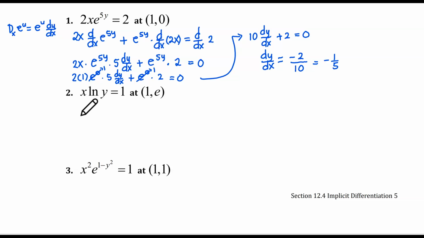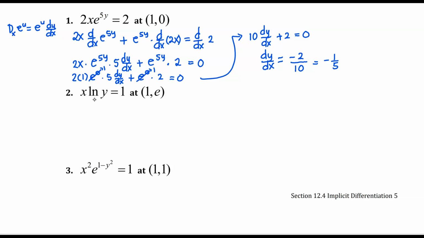Second example, find dy/dx in this expression here and evaluate it at the point (1, e). To find dy/dx, we need to use implicit differentiation. So in this expression here, we are to use the product rule since this is considered one factor and this is another. Again, if you have two different variables being multiplied to each other, you will use the product rule.